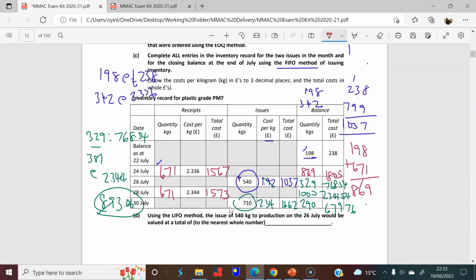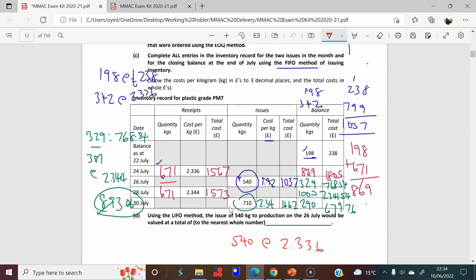Right, so final little question there. The question is sort of asking, if we had been using the LIFO method, what would be the value of this 540 units being issued? Well, these 540 units being issued would have come out of the most recent receipt of goods, wouldn't they? And we received 671, all valued at 2.336. And so therefore, they literally would just be the 540 units at £2.336 because they are just coming out.